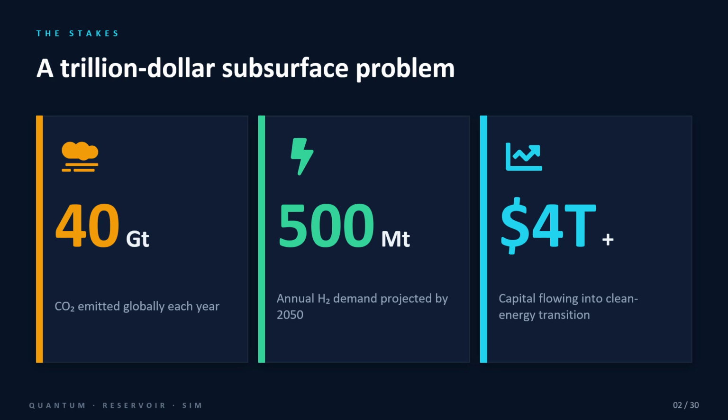CO2 storage requires us to predict plume migration for hundreds or even thousands of years. Underground hydrogen storage requires us to model repeated injection and withdrawal cycles, gas mixing, pressure changes, and possible geochemical or microbial reactions. The capital investment is enormous, and the risks must be carefully managed. This is why advanced simulation is not optional. It is a foundation for safe and economic deployment.